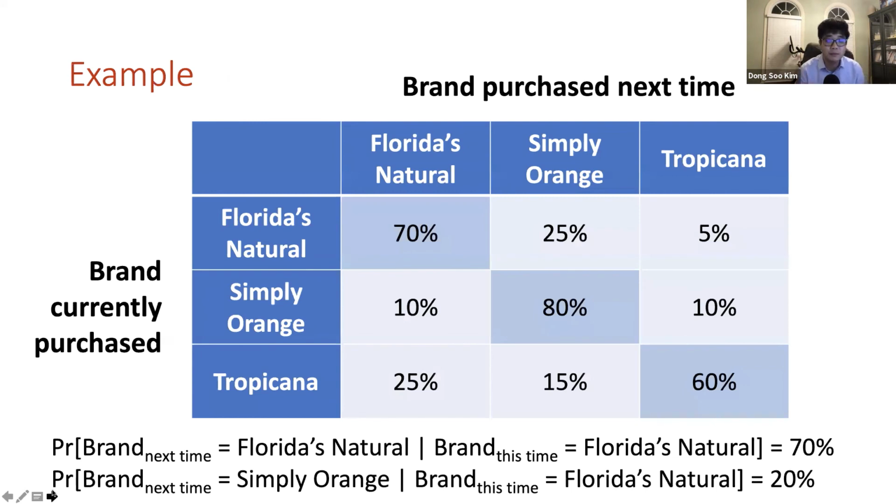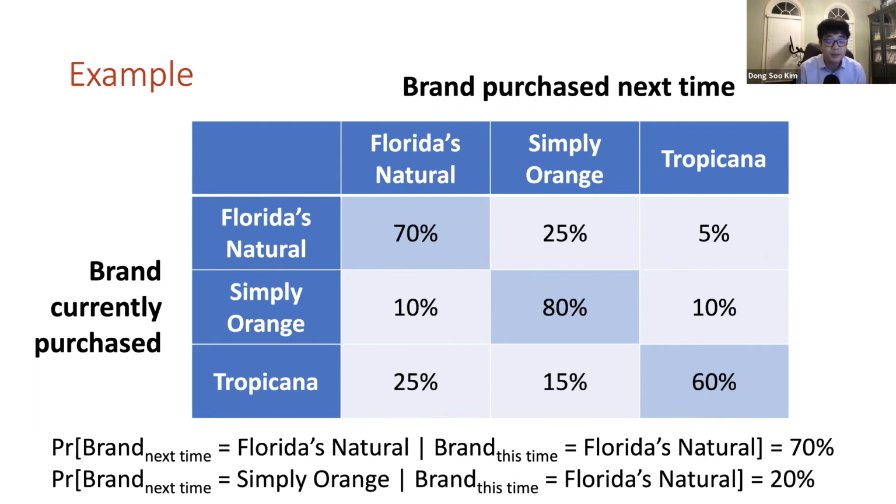Here is an example. This table shows the transition matrix for three orange juice brands: Florida's Natural, Simply Orange, and Tropicana. The row indicates which brand the customer currently buys, and the column indicates which brand is expected to be bought by the customer. And each element of the matrix is a probability of brand switching.